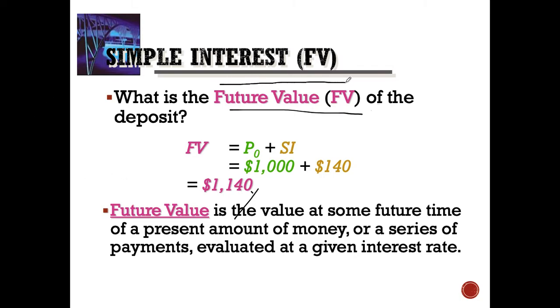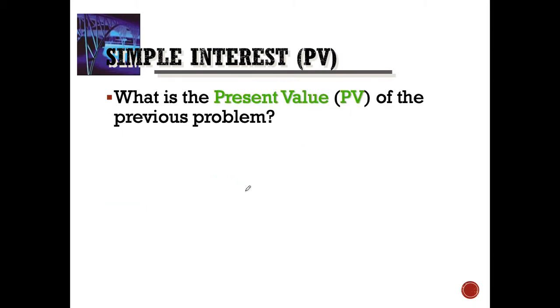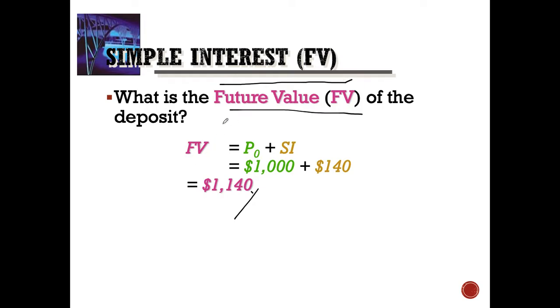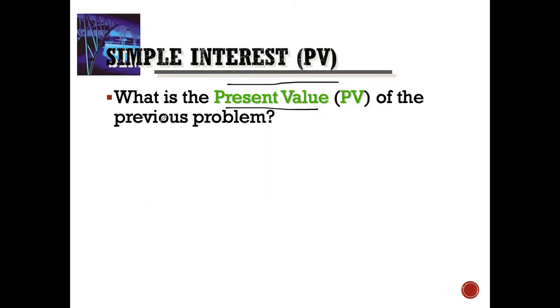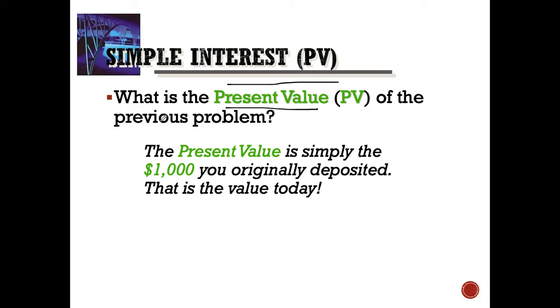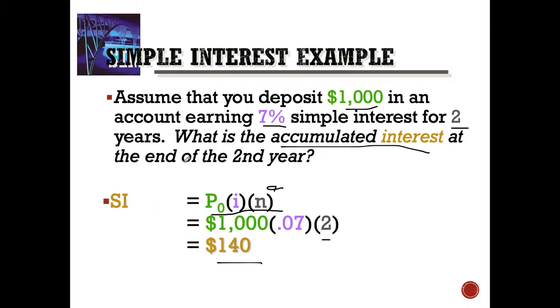And how about the present value? This one is for future value. For present value, the previous problem is the same problem. How about the present value for this problem? The present value is simply the 1,000 you originally deposited. That is the value today. So the present value is the value today. The answer is $1,000 here, or P0. This is present value.